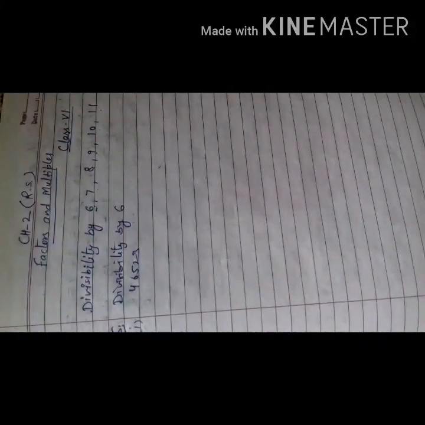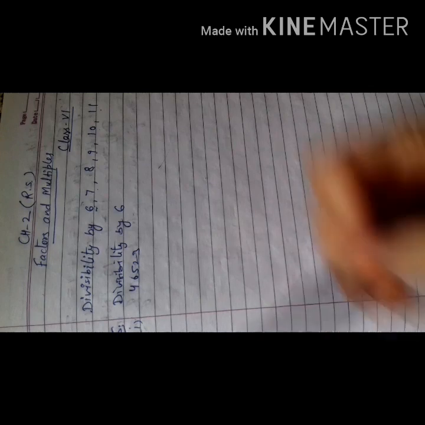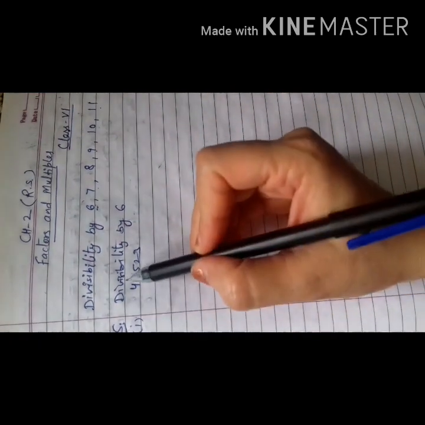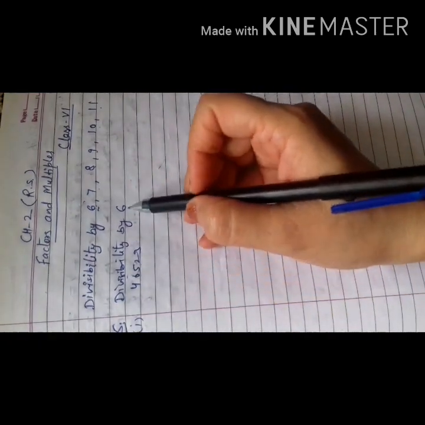Welcome student, this is the fourth video of chapter 2, Factors and Multiples, from RS. In this we will do the divisibility by 6, 7, 8, 9, 10 and 11. Fifth question, test the divisibility by 6.